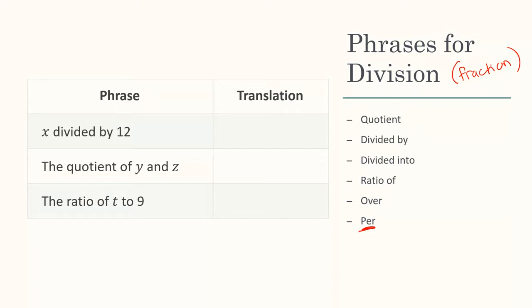So if we have x divided by 12, we write it as a fraction. That's going to be x over 12. The quotient of y and z, we write in the order y over z. And then the ratio of t to 9 would be t over 9. Ratios are always written as fractions. You may see them as little dots, but in math, the dots are not helpful, so we always write them as fractions. So for division, write it as a fraction, because that's going to be a lot more useful when we deal with algebra.